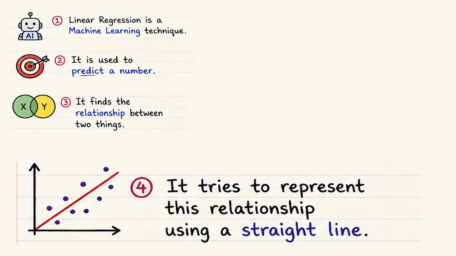There is one more technical term related to linear regression, and that is the straight line. Linear regression represents the relationship between two variables through a straight line. This line is called the regression line, and it is also called the best fit line. Now, how does this line help us predict a number? What exactly does this relationship mean? And what exactly does the straight line mean? We will understand all of this slowly, step by step.